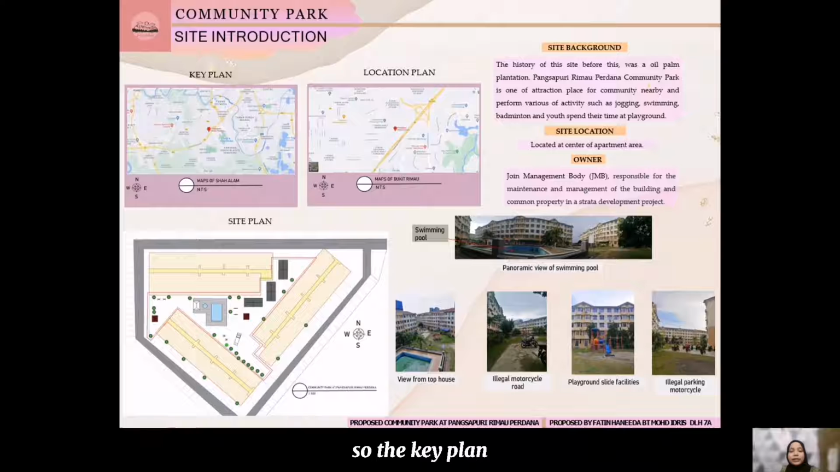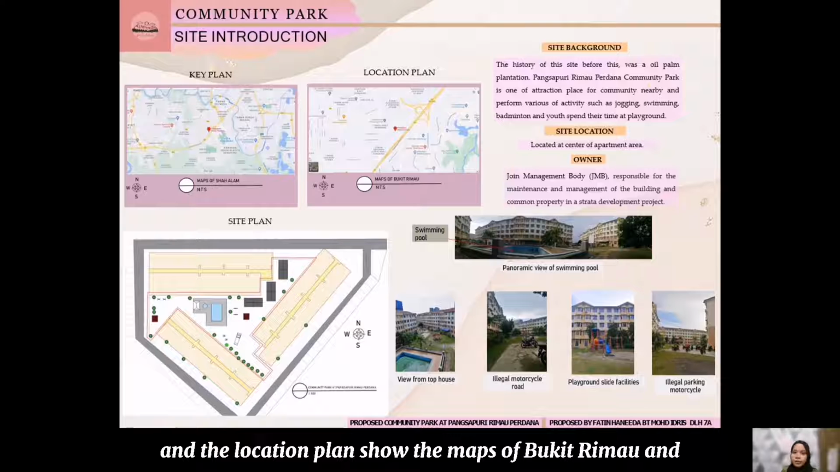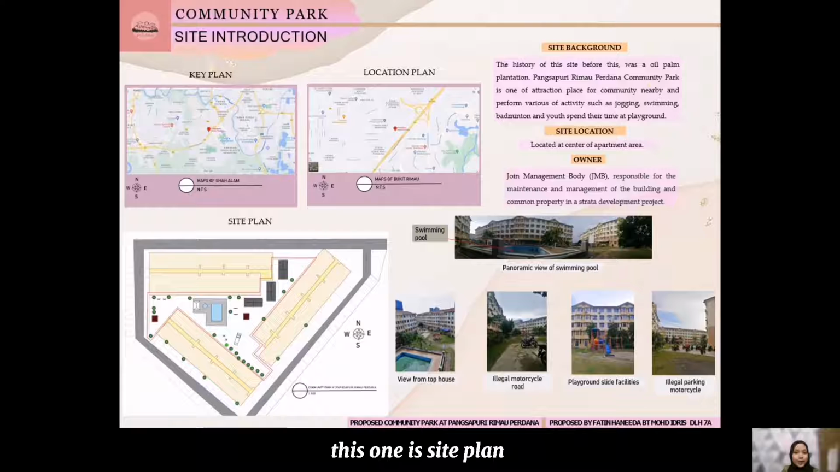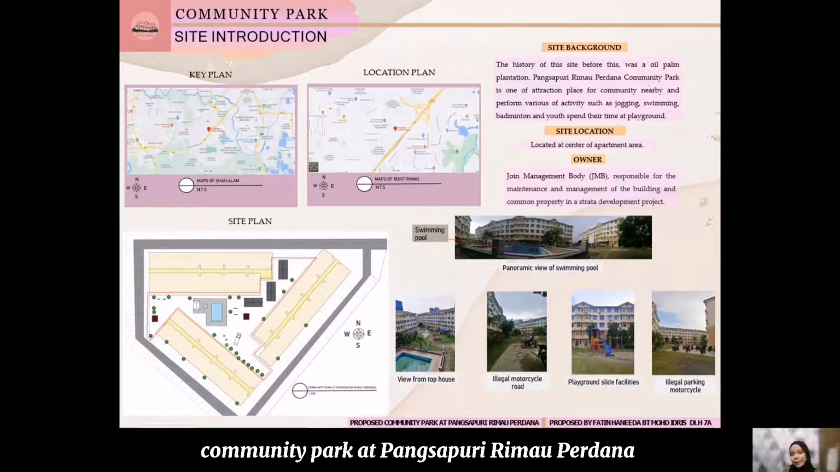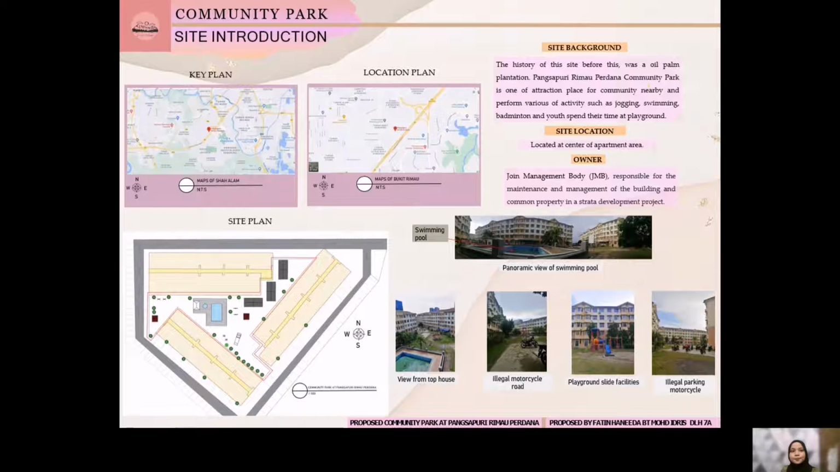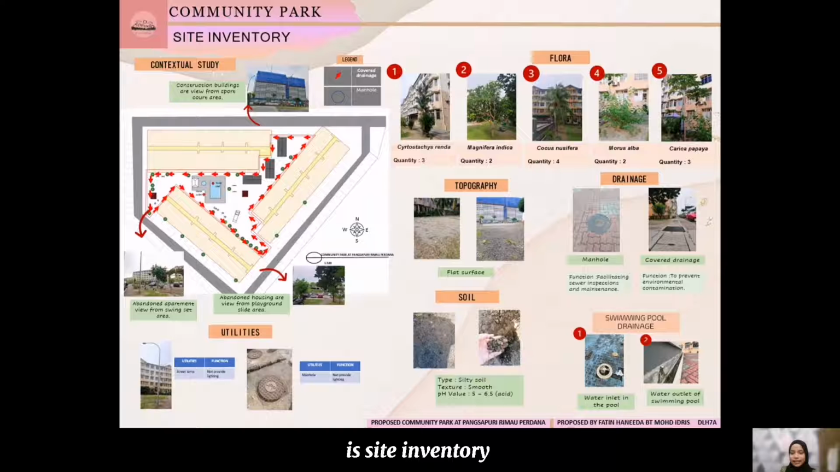So the key plan shows the map of Shah Alam, and the location plan shows the map of Bukit Rimau, and this one is the site plan of the community park at Pangsapuri Rimau Perdana. Second point is site inventory. The site inventory is the record data of the project by identifying the problems and potential of the site.